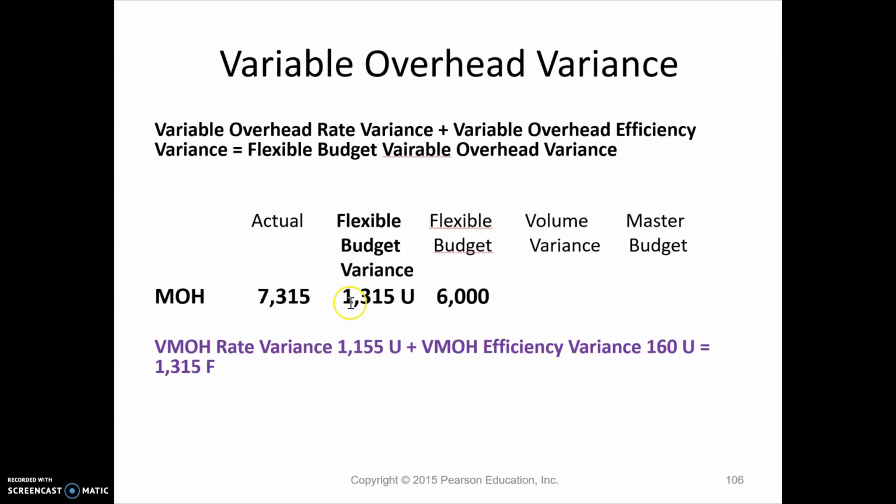And so we can see this 1,315 unfavorable flexible budget variance. 1,155 is due to us incurring a different overhead rate than the standard. And then 160 is because the machine hours were more than the standard.